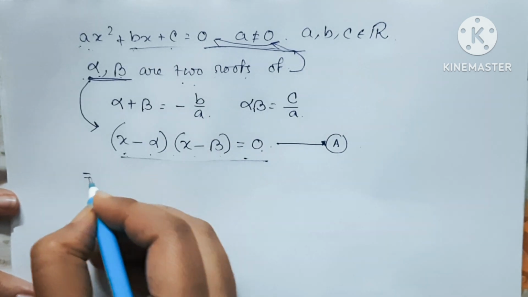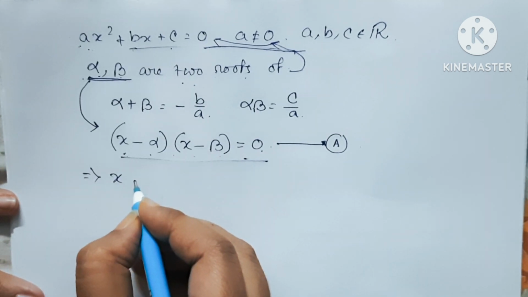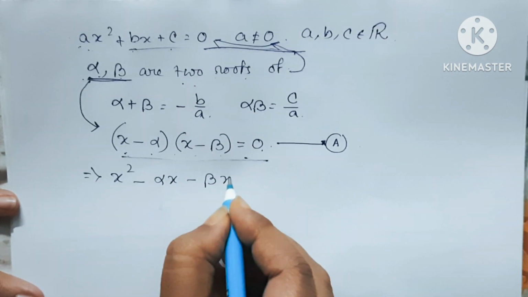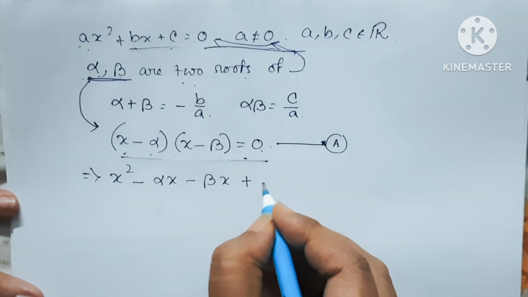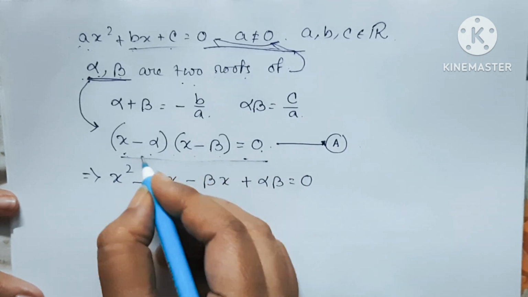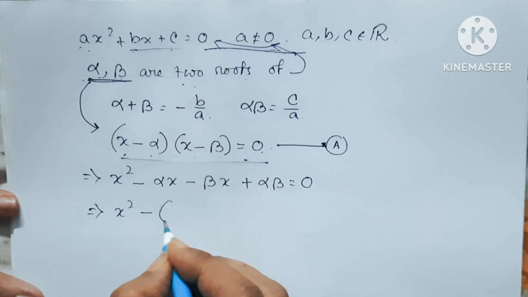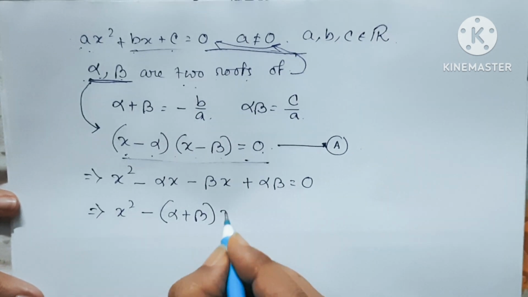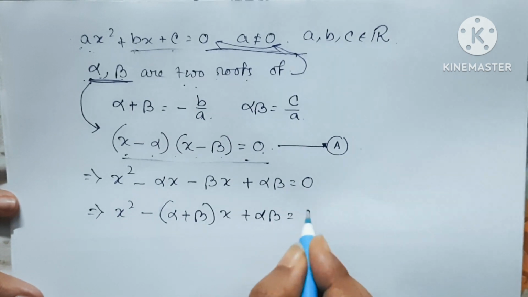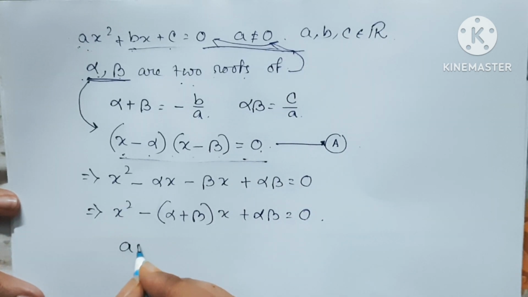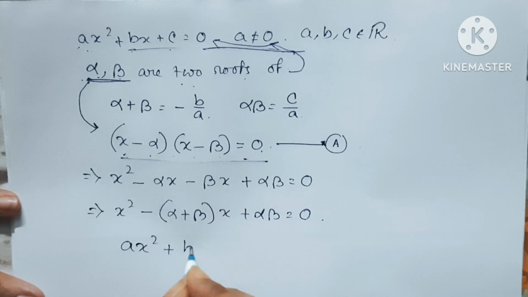Now from here you can say x square minus alpha x minus beta x plus alpha beta equal to 0. If you multiply these two terms, you will get this one. Now x square minus (alpha plus beta) x plus alpha beta equal to 0. Okay, that is the quadratic equation. That is also a standard form of quadratic equation. So you can compare it with this one.